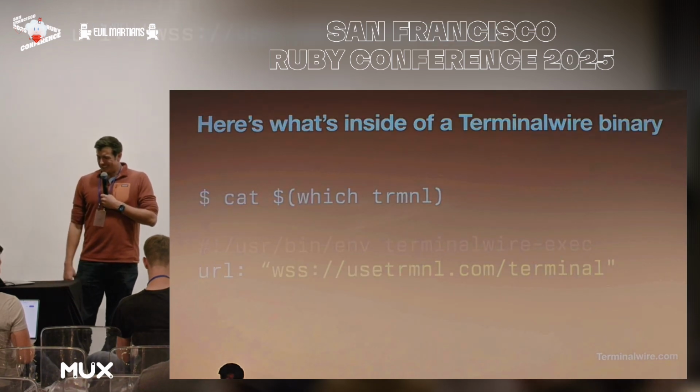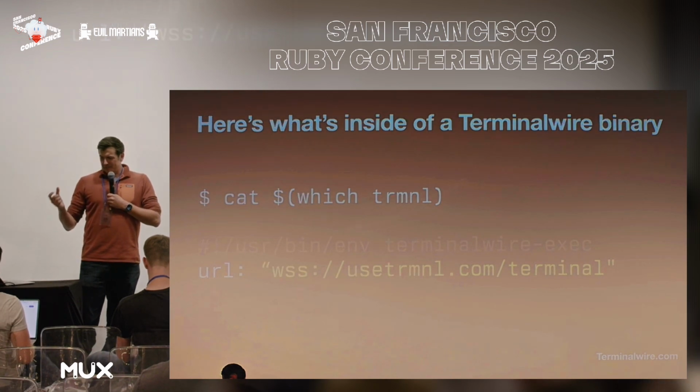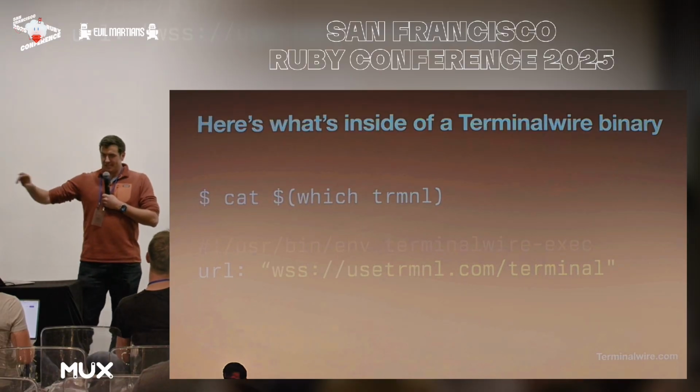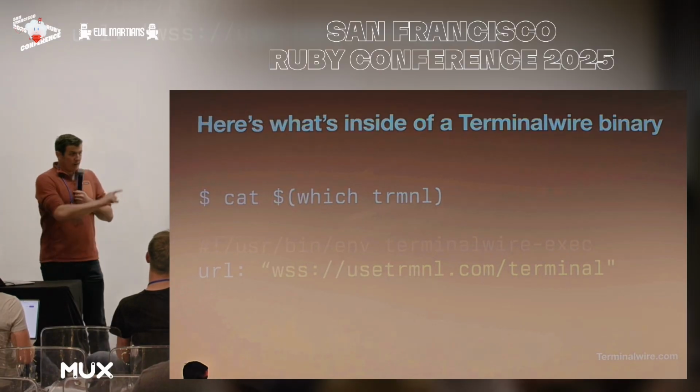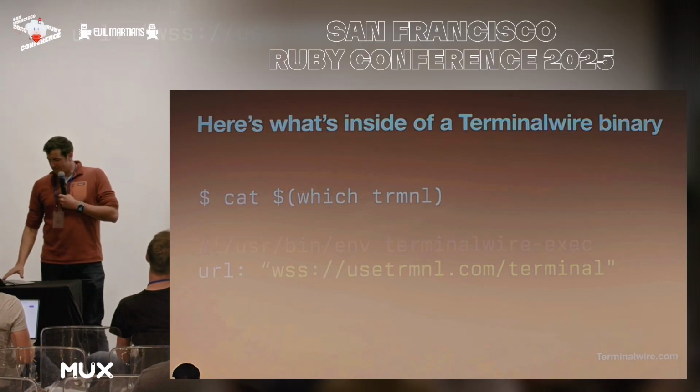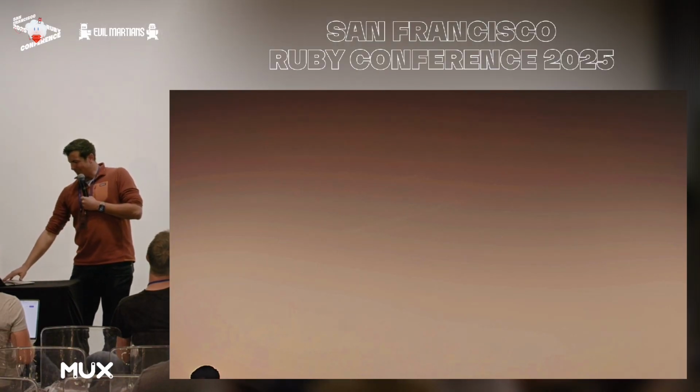All right, so what does the inside of this thing look like? Well, if we look inside of the terminal binary, you can see there's two things. We have terminalwire exec runtime and this URL. Whatever command you type gets sent to that URL that you see there through terminalwire exec. And this is just some fun with shebangs and all that stuff.